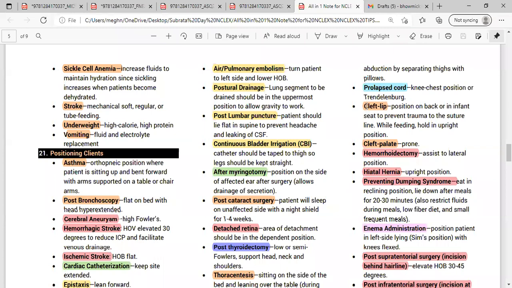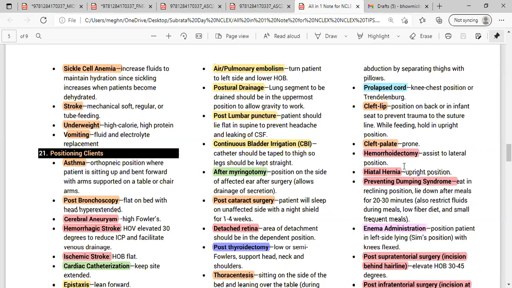Also, for a client with a cleft lip, position on the back or in an infant seat to prevent trauma to the suture line. While feeding, always hold in an upright position. This is a question the NCLEX board asks. In case of cleft palate, prone position; cleft lip, upright during feeding, otherwise on the back.